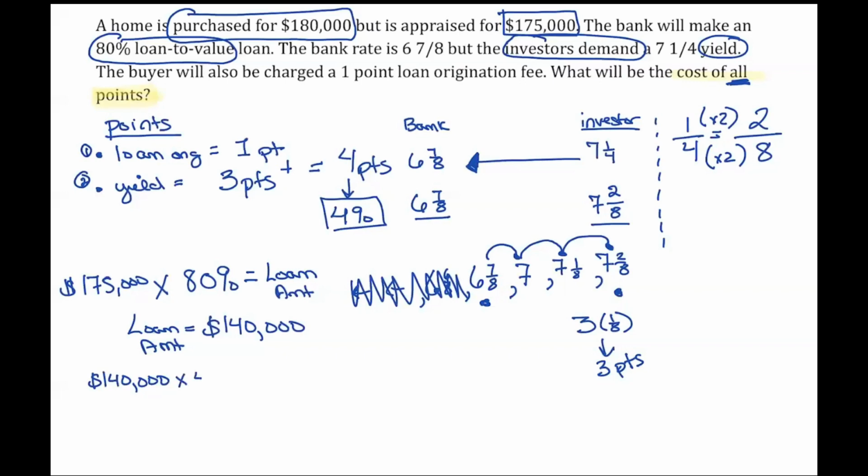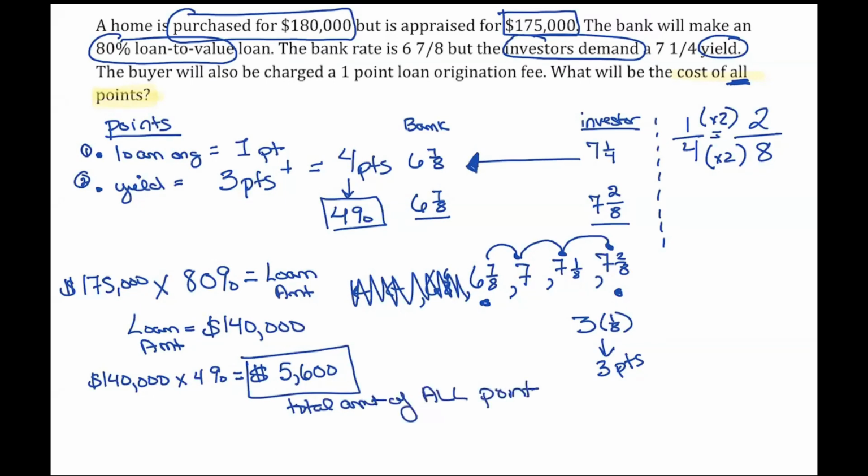So 140,000 times 4%. What would be the total cost of all points? 5,600. And I'm going to double check, just to make sure, times 4%. Yep, $5,600 is the total amount of discount points. Well, we didn't have all discount points in this one. We had our investor yield points and our loan origination.